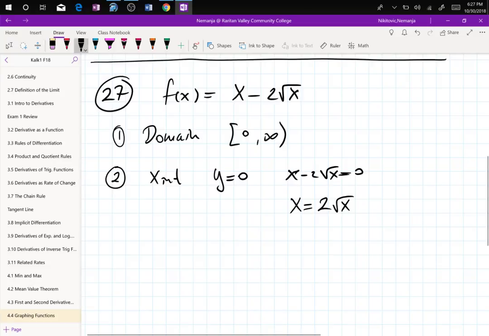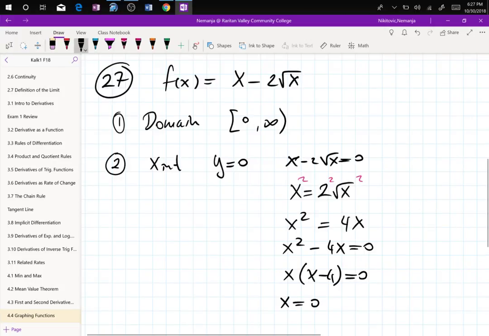We square both sides to kill the square root. We get, so we square everywhere, and we have x squared is equal to 4x. Now to solve, we move everything to the left. Standard algebra stuff. And we have our two answers, x is equal to 0 and x is equal to 4. So we have two x-intercepts, 0, 0, and x equals 4.